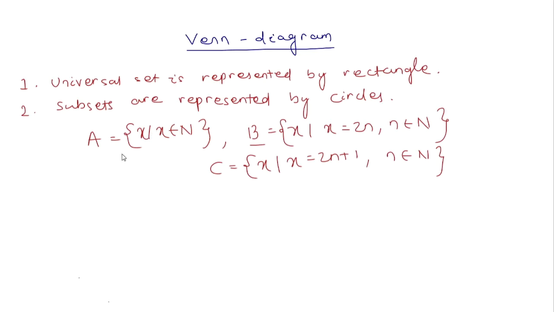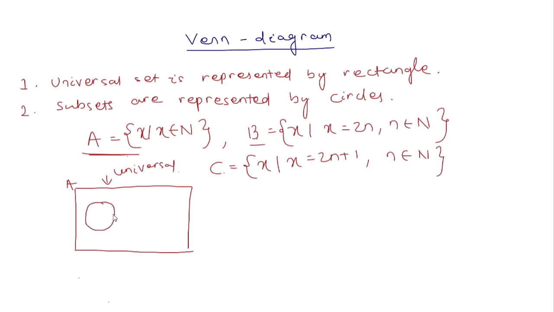You can see here A is the universal set for set B and set C. So I will represent it like this, A. This one will be A because this is the universal set. Then comes the set B, that is the set of all even natural numbers. I can put a circle here. This will represent the set B, and I will put another circle here, that is the set C of odd natural numbers.